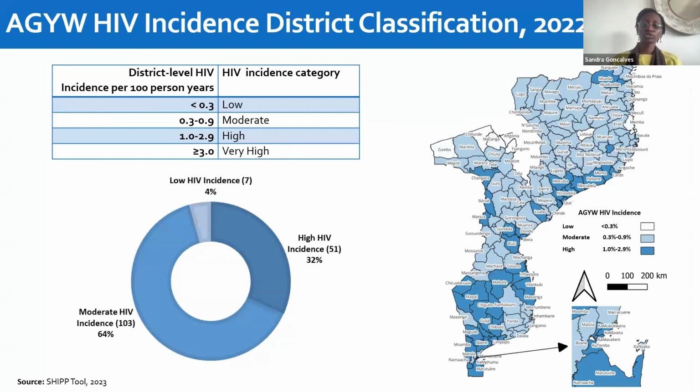And so the technical working group used the SHIP tool, and we can see on this slide outputs that were produced. We have a map that's showing HIV incidence for AGYW, and you can see that most of the dark blue, which is the high incidence, is in the south of the country or along the coast or in districts that are bordering with the neighboring countries.